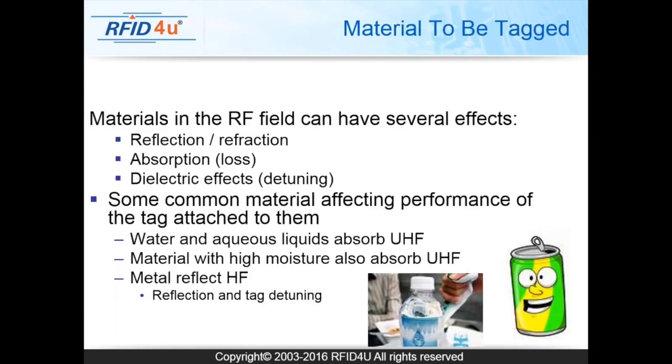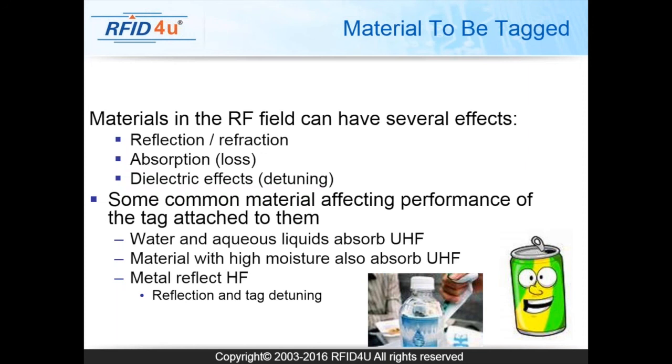The other element we have to talk about with tags is the material to which the tags are going to be attached. Now, all the materials in life, if you think of light, when light hits a metal surface, what does it do? It reflects. If it hits a mirror, it reflects. If it hits water, it gets absorbed. And so we have reflection, refraction, we have absorption, and we have a dielectric effect, which is detuning.